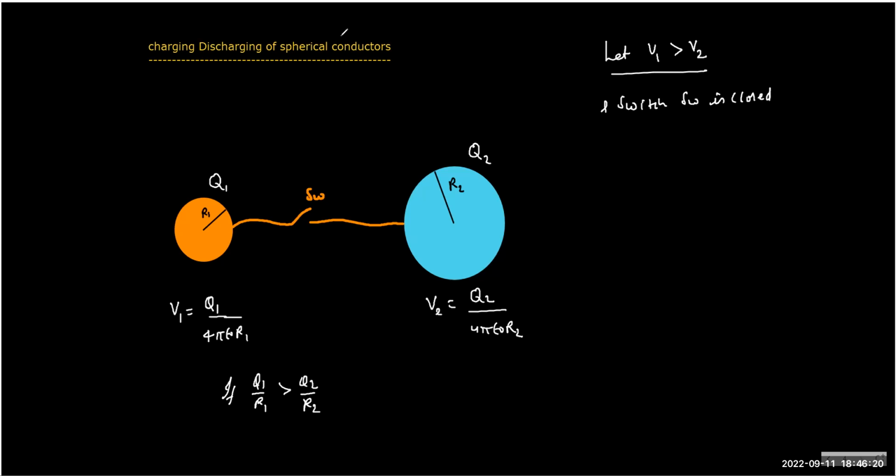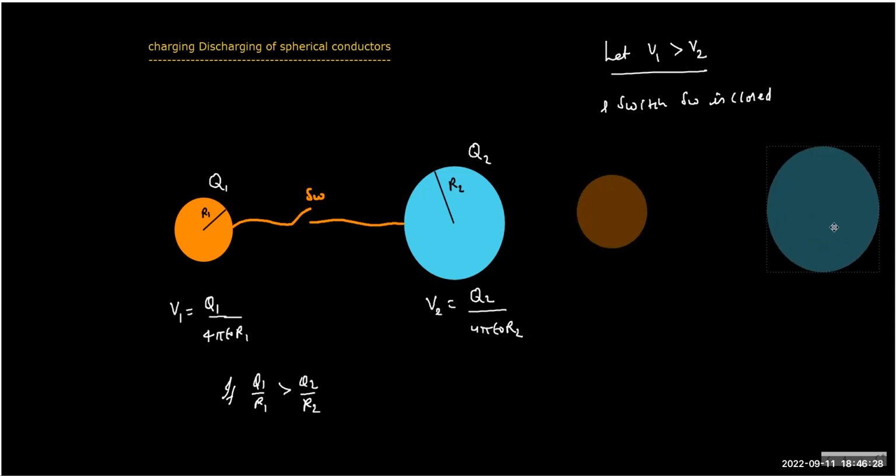The moment you close it, let me draw it quickly. The moment you close it and you have established the path, this is like a connecting path which will allow the charge to move across. Because I have taken V1 as more than V2, some charge Q of Q1 will go to Q2. So the charge left here will be Q1 minus Q. And what is the charge here? Q2 plus Q.